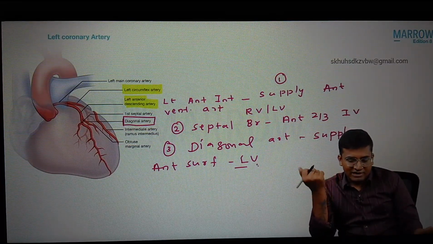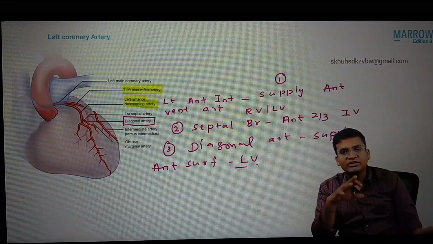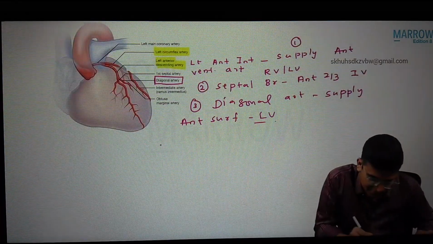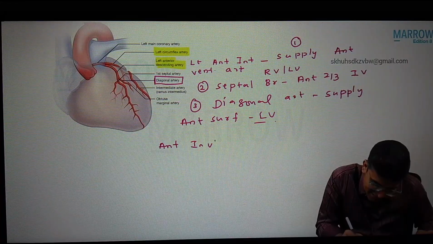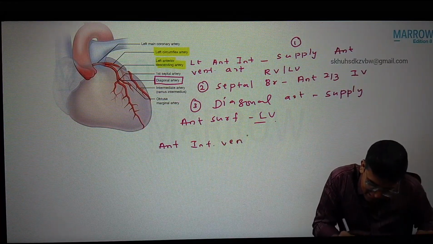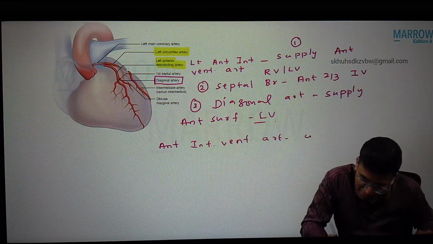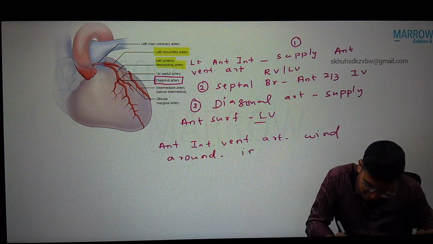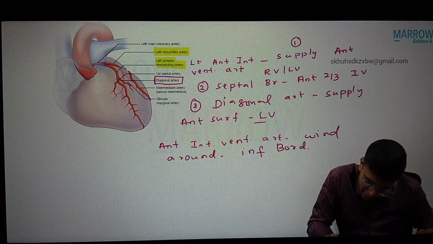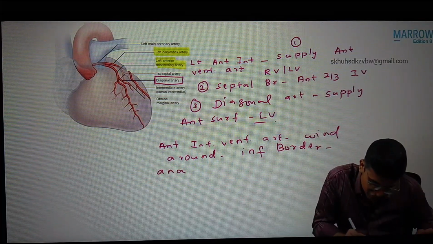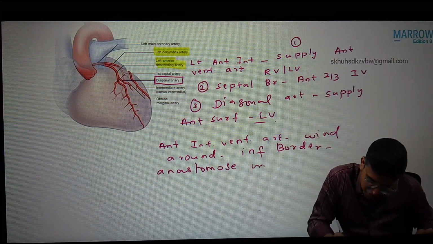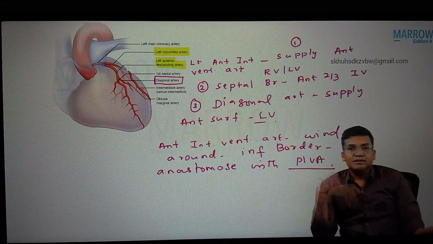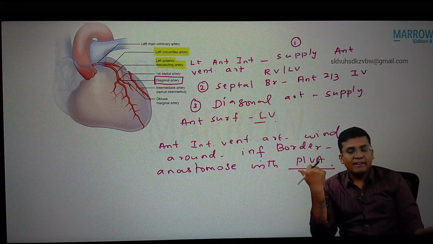Now the anterior interventricular artery winds around the inferior border and anastomoses with the posterior interventricular artery. That's all about the anterior interventricular artery.